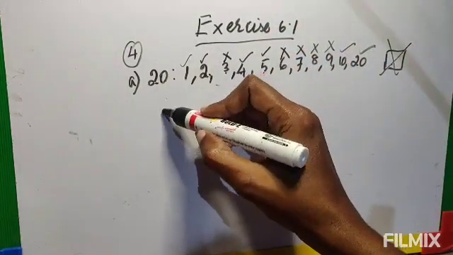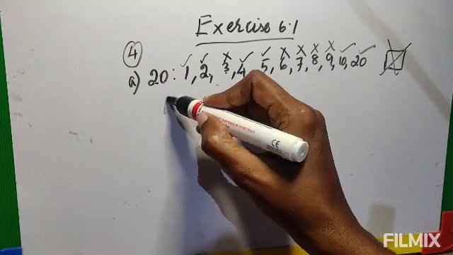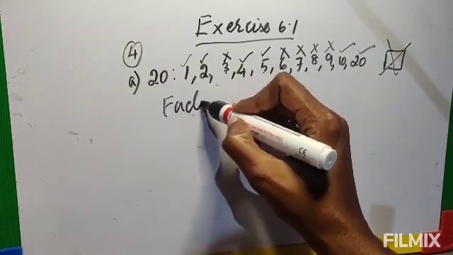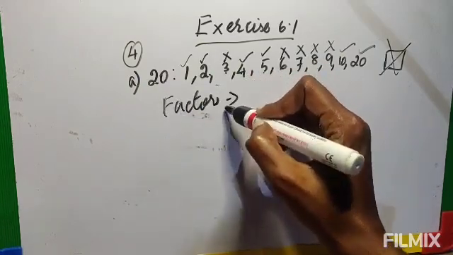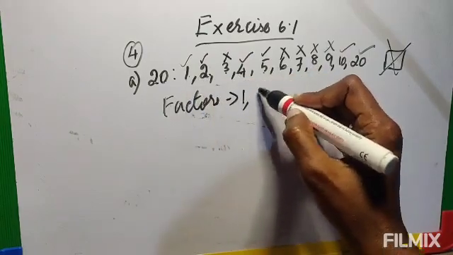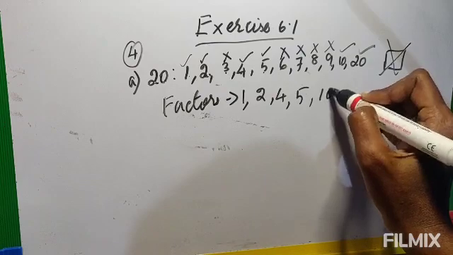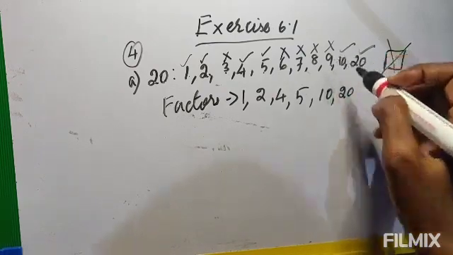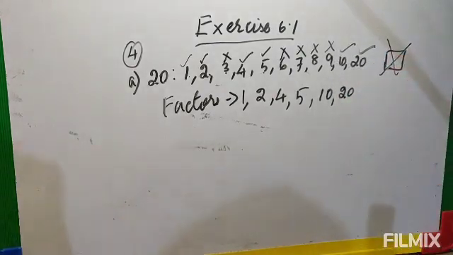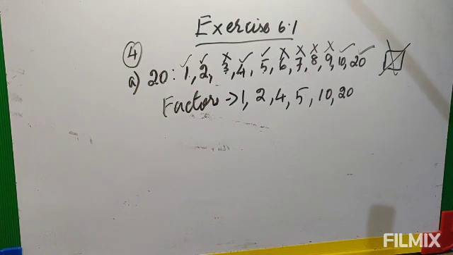Now you can write factors equal to whatever you have ticked: 1, 2, 4, 5, 10, 20. This is the way you learn how to present the answer. Just knowing is not enough, you must know how to present the answer in a proper way. This is the way you have to finish writing.